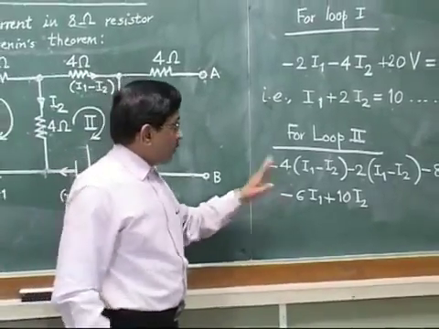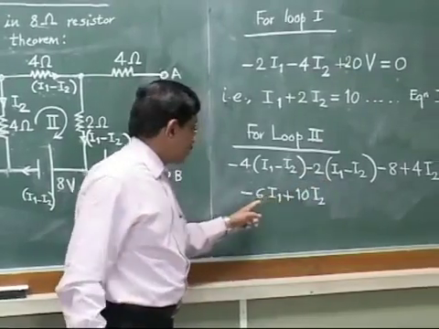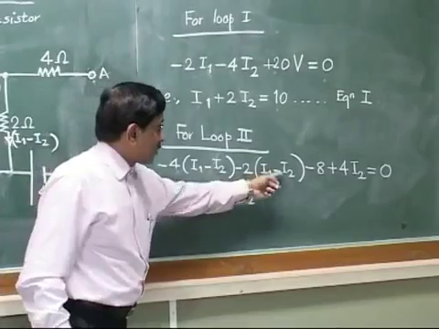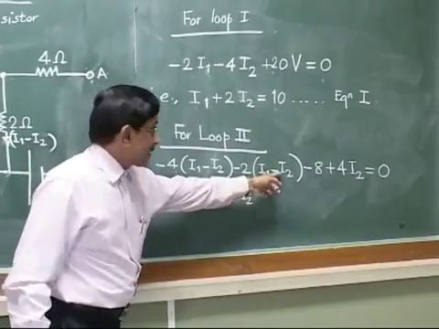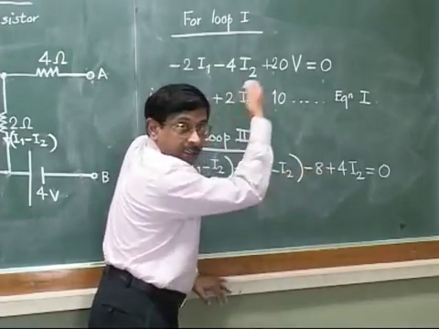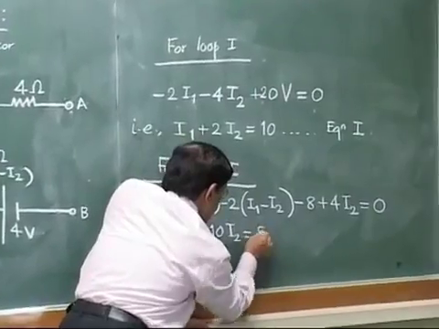So very carefully we have to write these equations and solve them. We again check: minus 4I1 minus 2I1. These are the only I1 terms, so minus 6I1. For I2 terms, plus 4I2 and here plus 2I2. 4 plus 2 is 6, and this is 4I2, so 10I2. And this 8 is the only constant, we can take it to the other side, so this will be equal to 8.